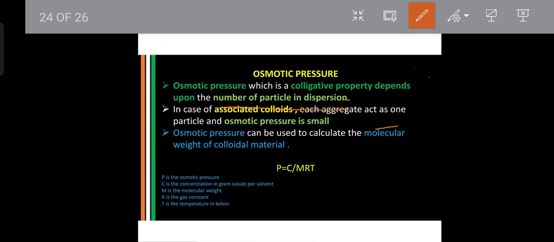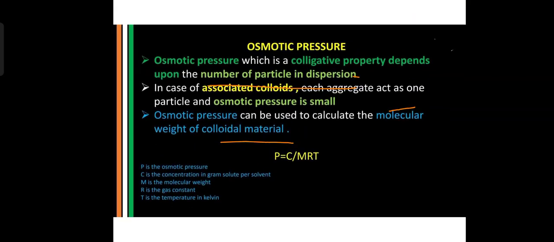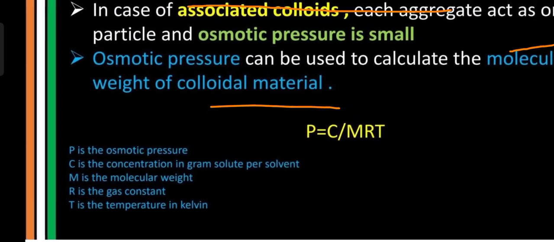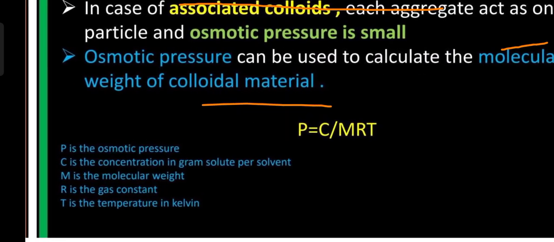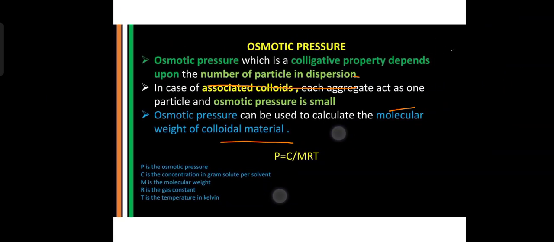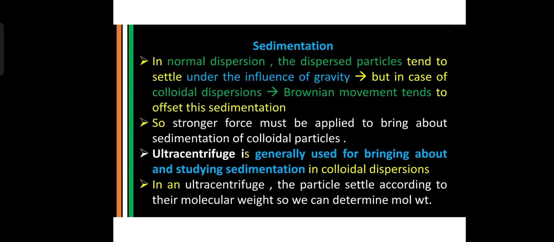But osmotic pressure can be used to calculate the molecular weight also. How can it be used? Just zoom it for better visualization. P equals C by MRT. P means the osmotic pressure, C is the concentration in gram solute per solvent, M is the molecular weight. So from here you can determine the molecular weight of that particular colloid, and R is the real gas constant and T is the temperature. You should remember this.